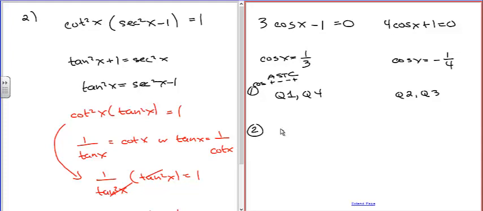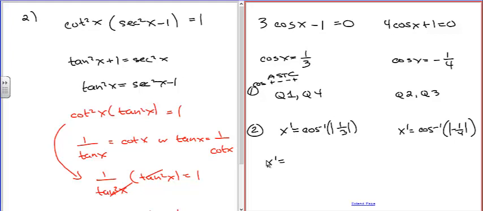Step 2 is to calculate the reference angle. Now this is going to be some decimal of pi. So we take the inverse cosine of the absolute value of 1/3. And over here, the reference angle is equal to the inverse cosine of the absolute value of negative 1/4. The negative is telling us what quadrants they're in. The absolute value part tells us what the reference angle is. So again, make sure your calculator's in radians.